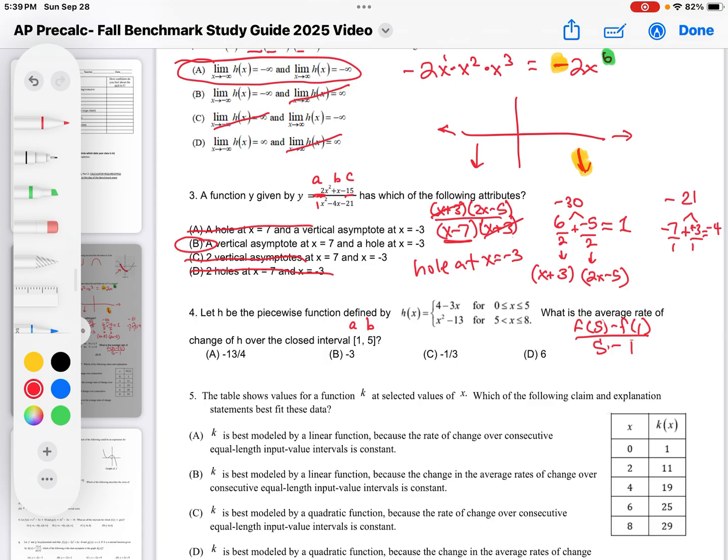All right, f of 5. So when x is 5, I must use this top row because it equals 5. So 4 minus 3 times 5. That's 4 minus 15, so -11. F of 1, I also use the top row, so 4 minus 3 times 1, so that's 4 minus 3, just 1. So we get -12 over 4, which is -3, so B.